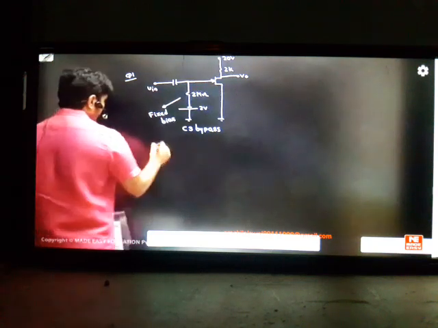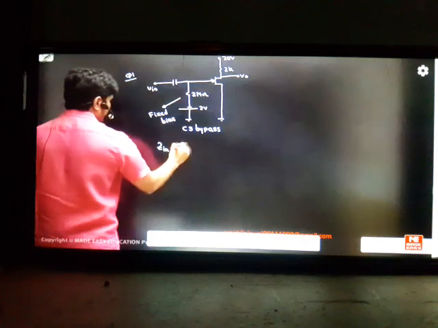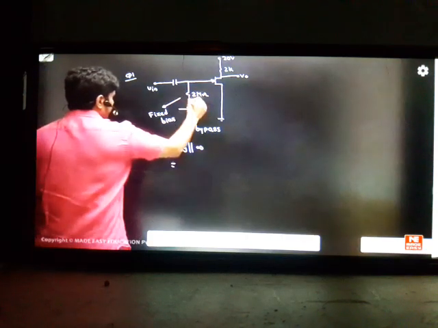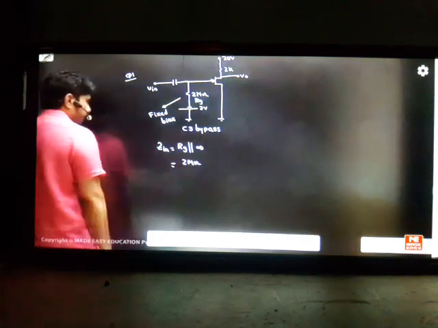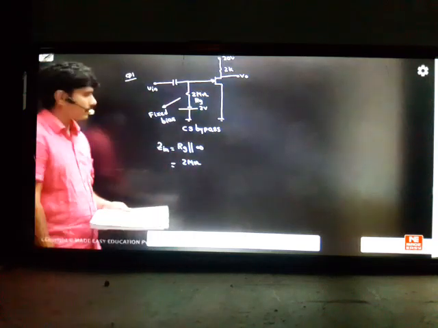So the first question will be completed very smoothly. What is ZIN? I think the formula is RG parallel to infinity. Your RG is this one. RG is 2 mega ohms. This is the first question. Input impedance is nothing but RG parallel to infinity. So it is 2 mega ohms.